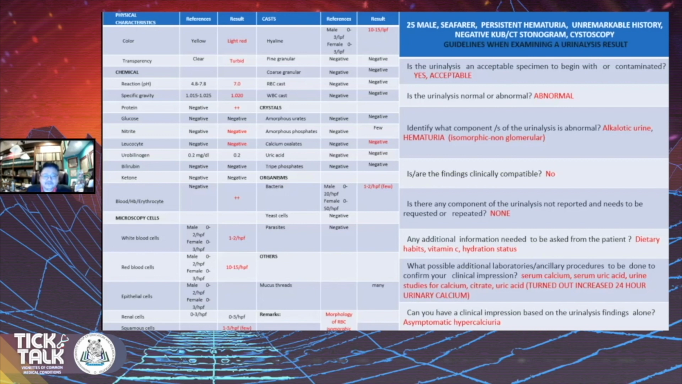So this will be labeled as a symptomatic urinary abnormality. Most likely the cause of the persistent microscopic hematuria will be asymptomatic hypercalciuria.